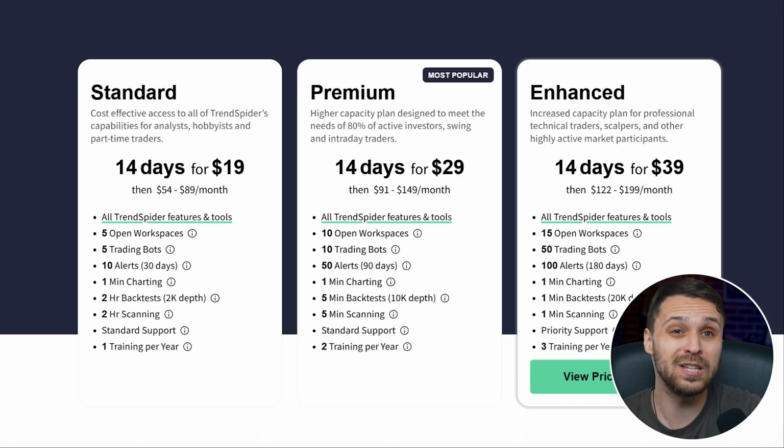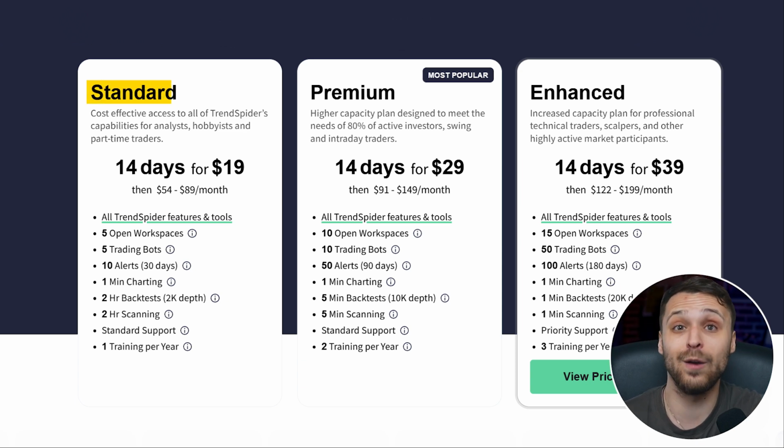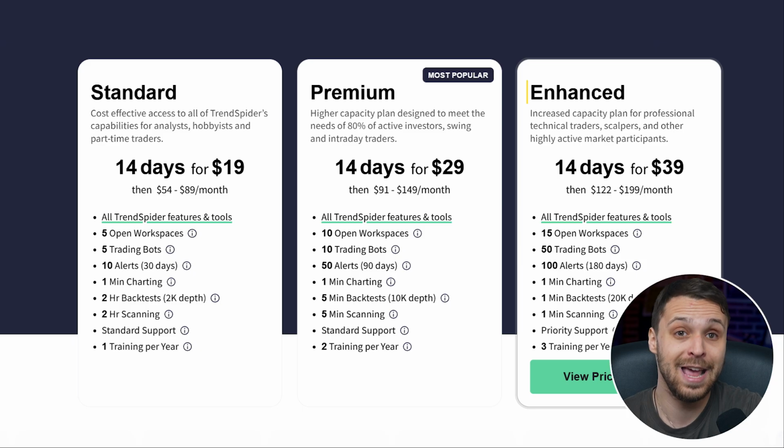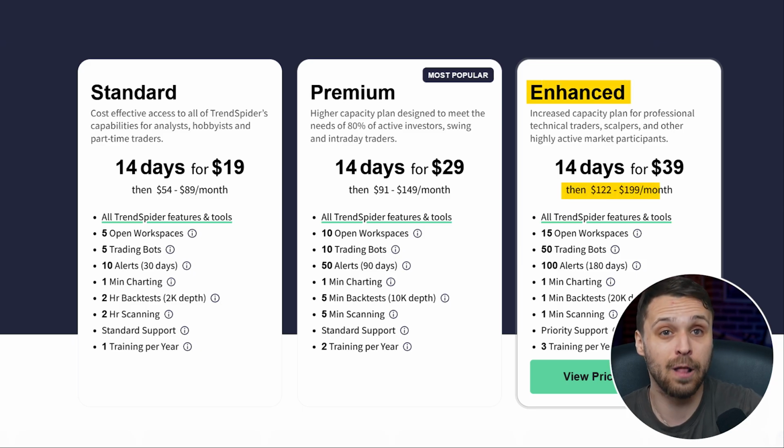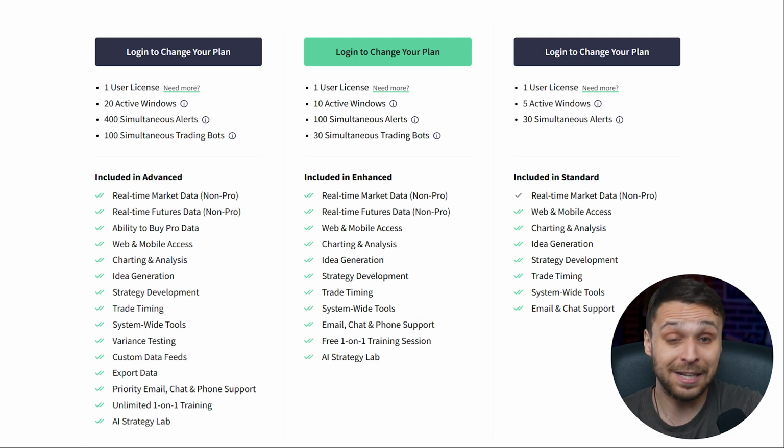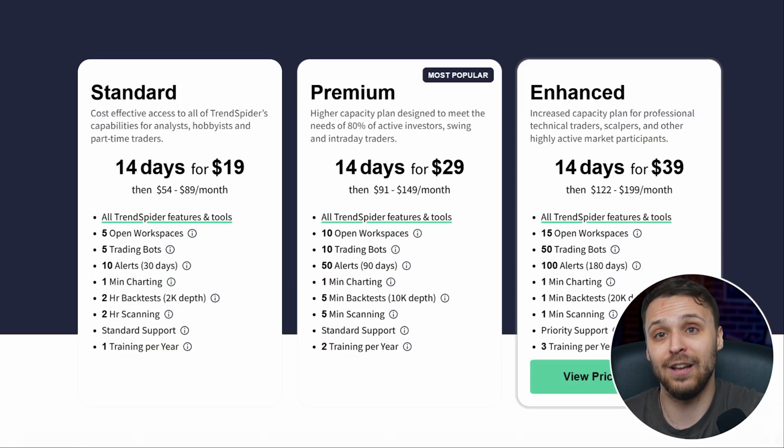TrendSpider sits right in the sweet spot for the best software for technical analysis. There is a free plan, but you get capped pretty easily. If you want to take your technical analysis to the next level, TrendSpider's paid plans, I think, are more worth it. The standard plan ranges from $52 to $89 monthly. The premium plan is $65 to $149, and the enhanced plan is $87 to $199. And considering that it automates your trend lines, backtesting, and scanning, you're buying back your time, essentially. For stock market technical analysis software, I think this pricing hits the value mark perfectly.